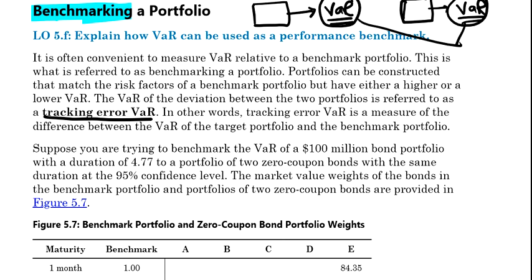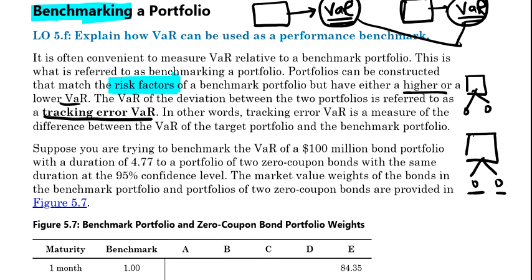But now see, the portfolio which we are constructing and the benchmark must have the same risk factors. VAR can be higher or lower, but yes, the risk factor must be the same. Means if I am saying that my portfolio will be having two risk factors such as the currency and the interest rate, then the benchmark which I am choosing also will be having the two risk factors, currency and interest rate. But yes, their VAR can be higher or lower. Clear? And the deviation of the VAR between the two portfolios is referred to as the tracking error VAR.